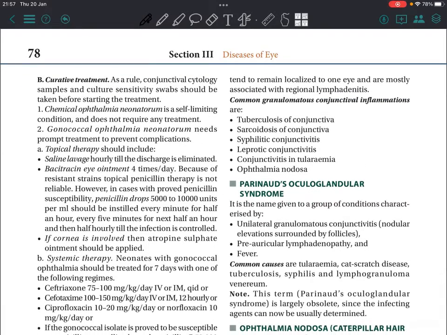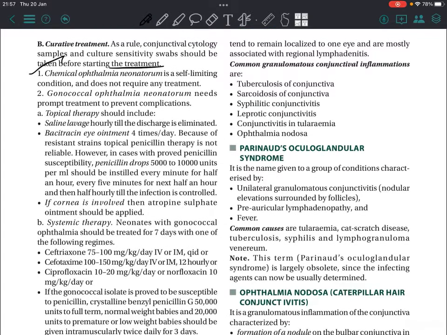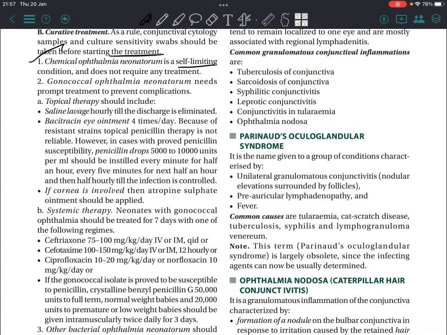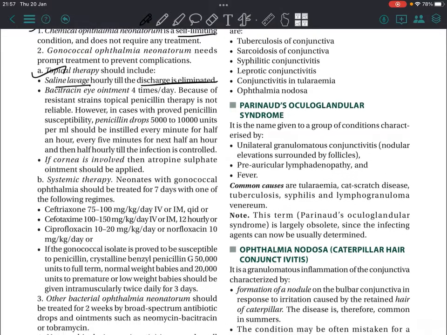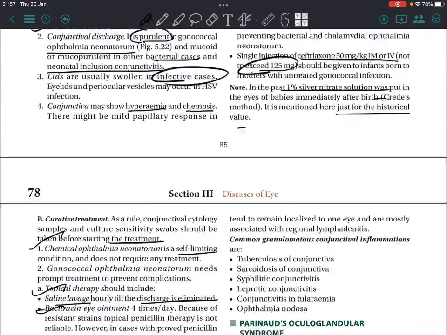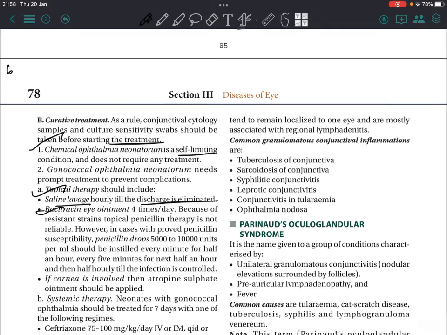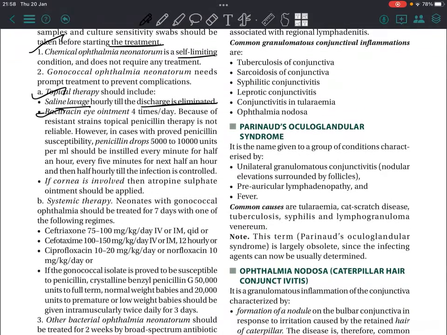Curative treatment. As a rule, conjunctival cytology examination and culture sensitivity swabs should be taken before starting the treatment. Chemical ophthalmia is self-limiting, it will recover on its own. Gonococcal ophthalmia neonatorum needs prompt treatment. Topical therapy should include saline lavage hourly till the discharge is eliminated. Bacitracin eye ointment 4 times a day.